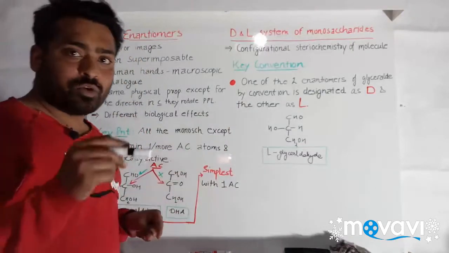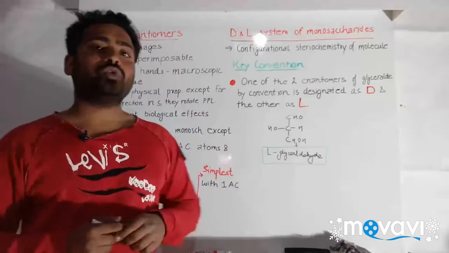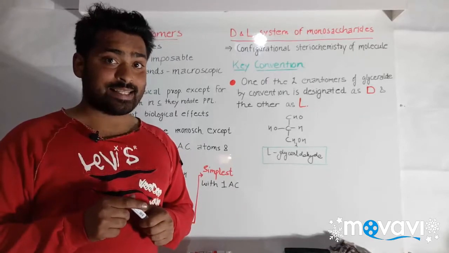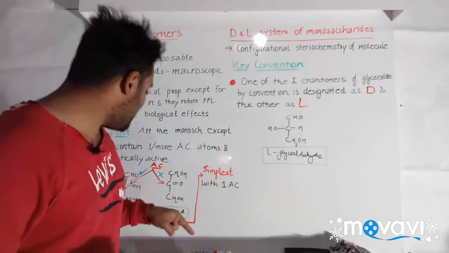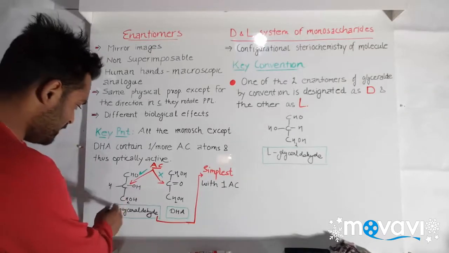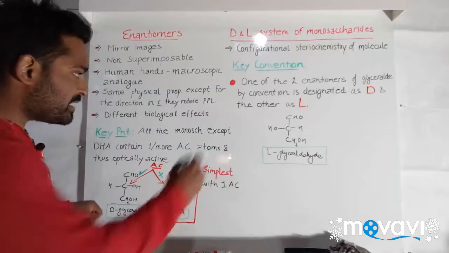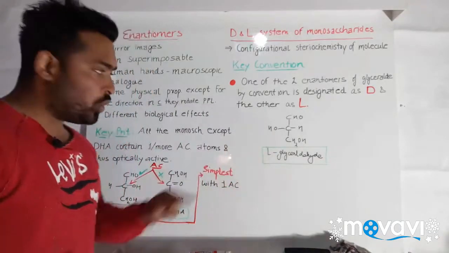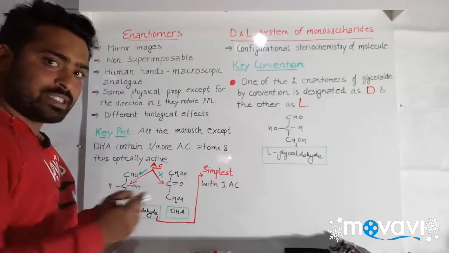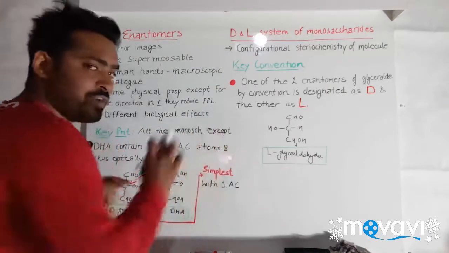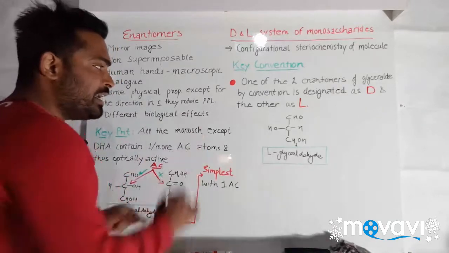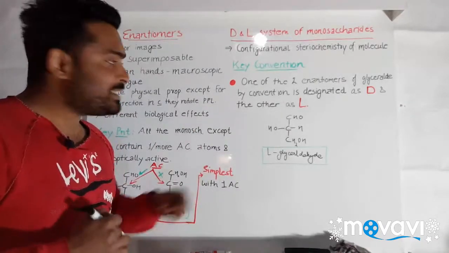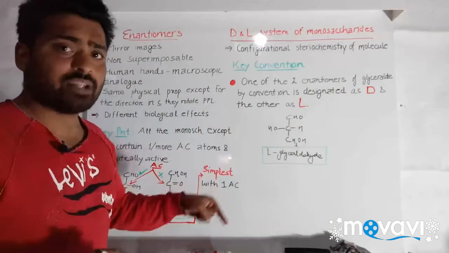Before that we must know there is a key convention, and what is that? One of the two enantiomers of glyceraldehyde must be designated as D-glyceraldehyde and the other one as L-glyceraldehyde. You can see here, this one is D-glyceraldehyde and this one is L-glyceraldehyde. There is a difference in these two molecules. The hydroxyl group here is on the right side, and the hydroxyl group here is on the left side. How are we going to use it? This is just a reference compound, and using this reference compound we are going to name other monosaccharides which contain a higher number of carbon atoms. Here there are 3 and they would be containing more.